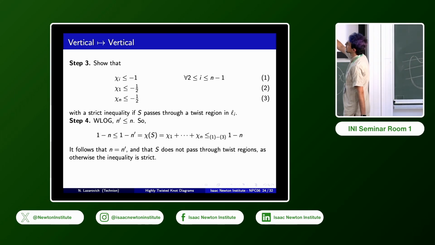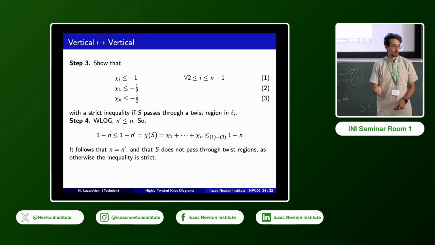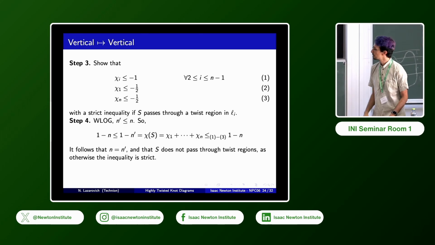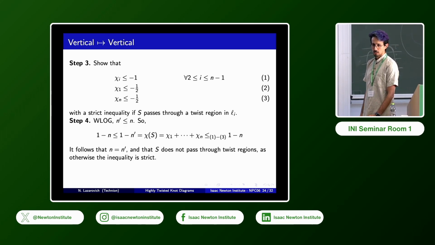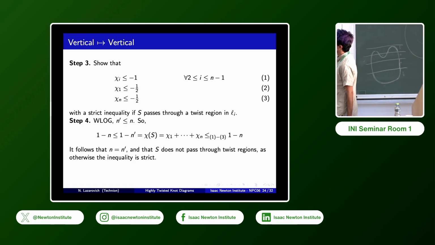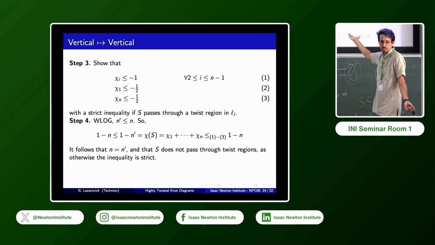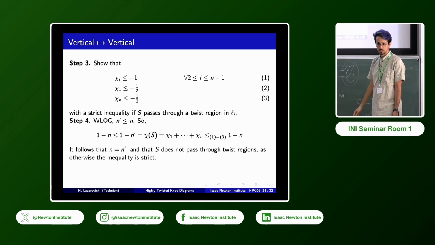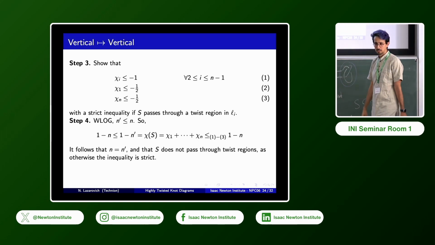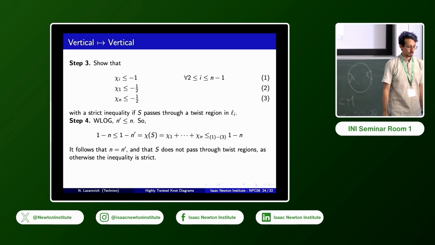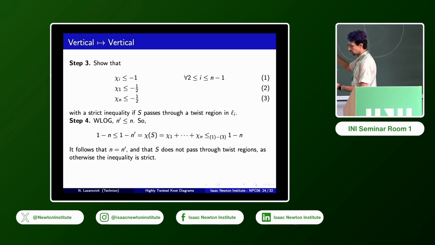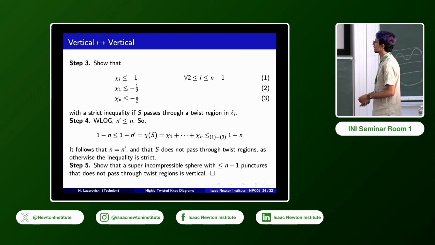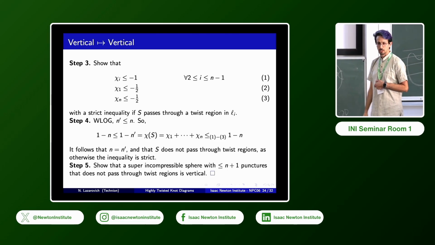But in addition, in step 3, you show that if it passes through a twist region, then this inequality is strict. Okay? So what we did in step 4 tells you automatically it doesn't pass through a twist region. Cannot be strict, I mean. Okay, so we got some curve that doesn't pass through twist regions. So it must be a very simple kind of curve, and use that to show that it is vertical.